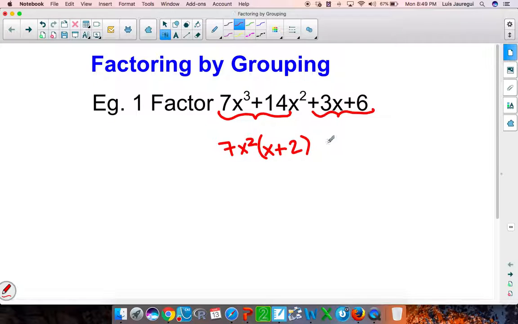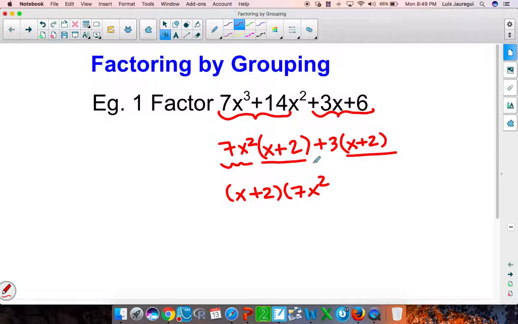Then on this side, I'm going to go ahead and factor out the greatest common factor, which happens to be 3. So I'm going to do plus 3. And notice that if I divide 3x by 3, I just get x. If I divide 6 by 3, I get 2. Now, analyzing this with careful attention, we notice already that we have a factor of x plus 2 here and a factor of x plus 2 here. In other words, that's a common factor for both terms in there. Therefore, we can go ahead and factor it out. And notice what we're left with is just 7x squared plus 3.